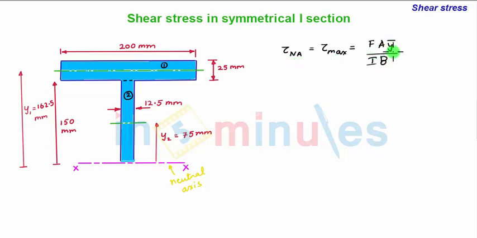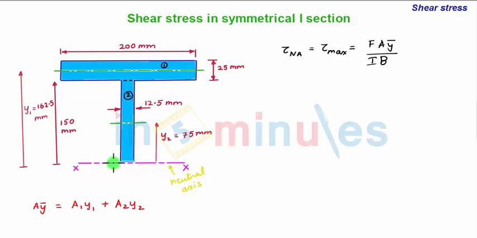VAȳ by Ib, where your Aȳ term is the first moment of this shaded area about the neutral axis. Now to calculate the Aȳ of this total area, we divide this area into two parts, your part 1 and part 2. Now the Aȳ of this shaded area will be given as A1y1 plus A2y2, where your A1 and A2 are the areas of these two parts and y1 and y2 are the locations of the centroidal axis of these parts from the centroidal axis of the whole section.